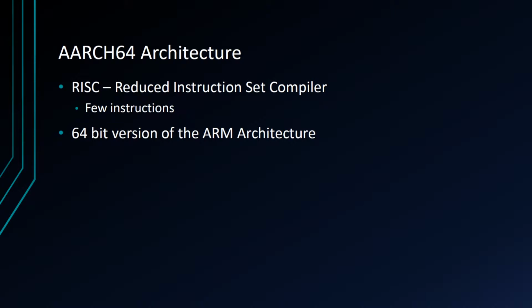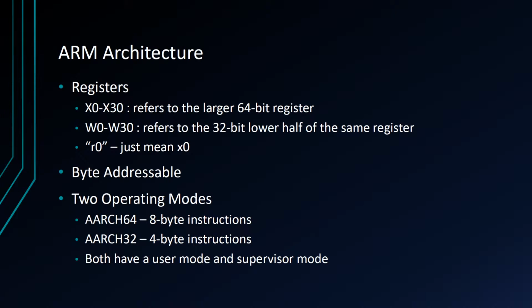AArch64 is the 64-bit version of the ARM architecture. Because of that, it's still a RISC instruction set, so reduced instruction set computer, which basically just means that it has fewer instructions than your typical Intel. And it's a 64-bit architecture, which means that it is 64-bit addressable, meaning it can address a 64-bit wide space. And in this case, the instructions are also 64 bits normally.